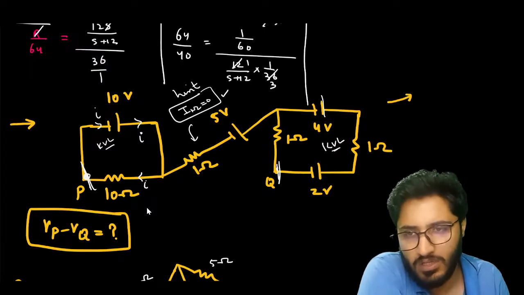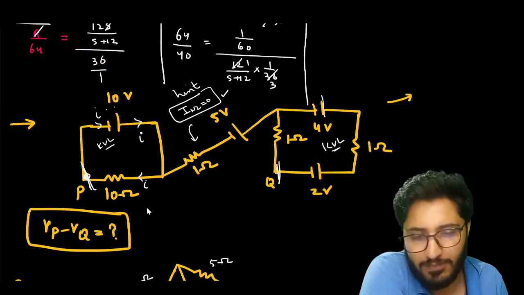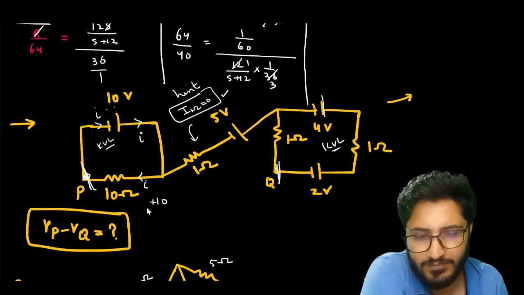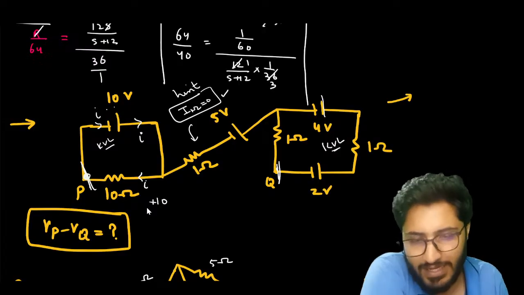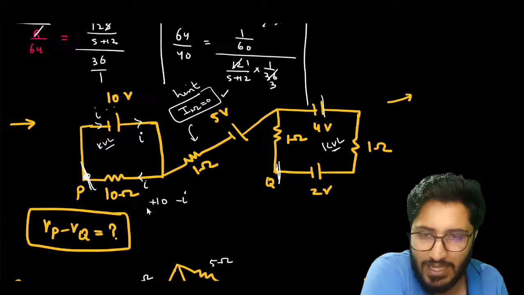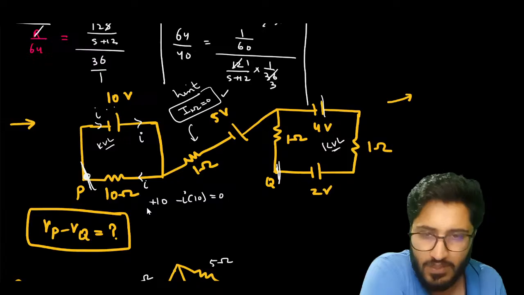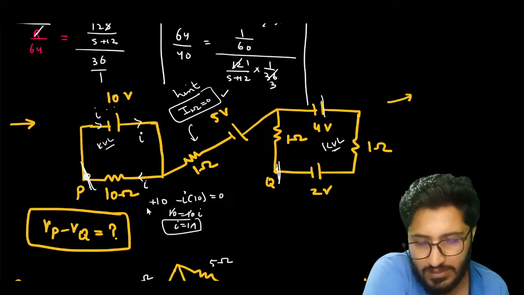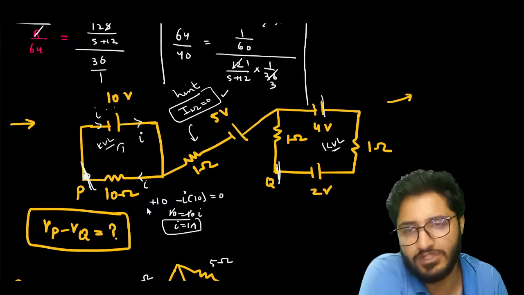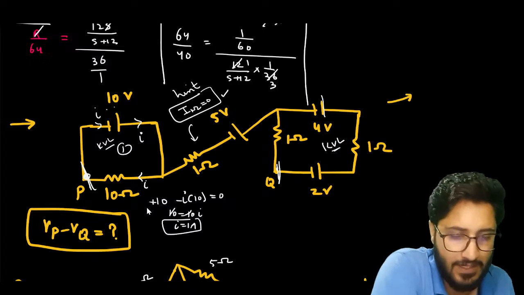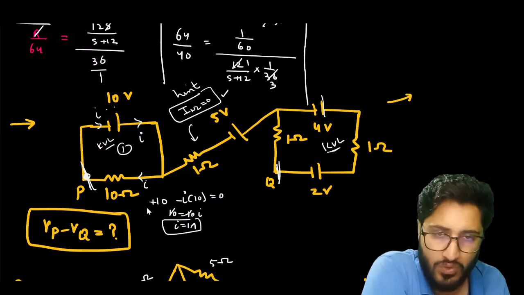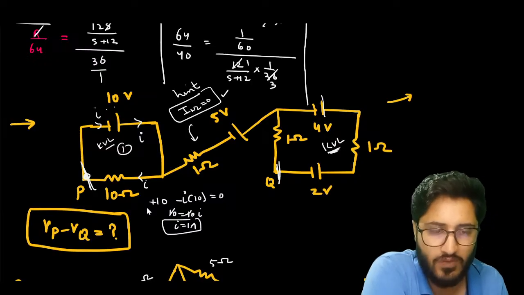Look, if you go minus to plus, you will write plus. It is plus 10. Then it is minus I into 10 equals 0. So you will write 10 equals 10 times I. I is 1 ampere. The current which is flowing through this circuit first is 1 ampere. Done?